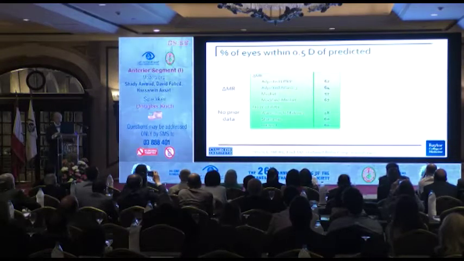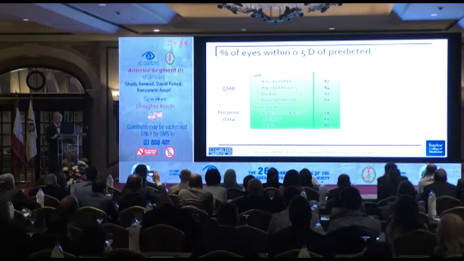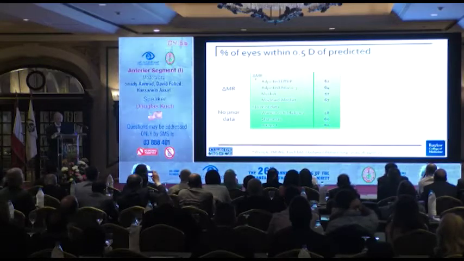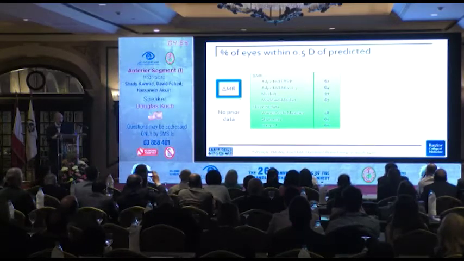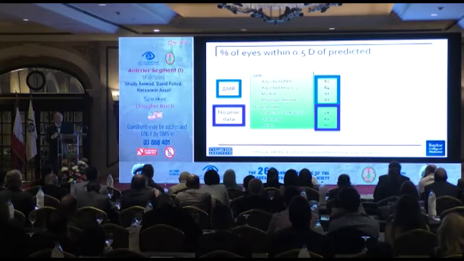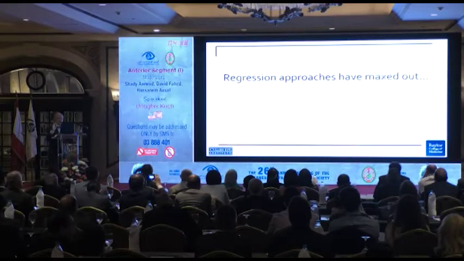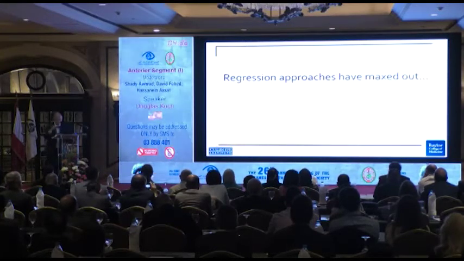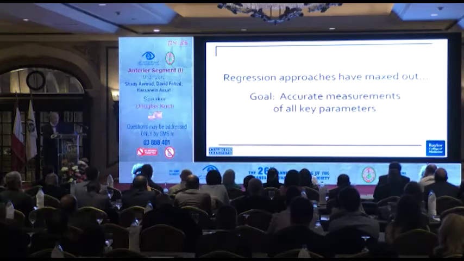And if we look at the accuracy of the various formulas, those that rely on the change in refraction from the LASIK, or those which I see more and more where patients have no prior data, they don't even know the name of the surgeon who did the LASIK surgery, we're only getting 65% within plus or minus a half. Terrible. Really very poor results. So these regression type approaches, we've really hit a ceiling, and we need to be able to measure.